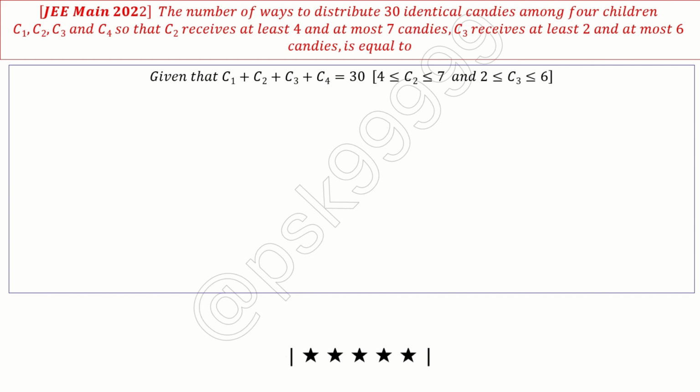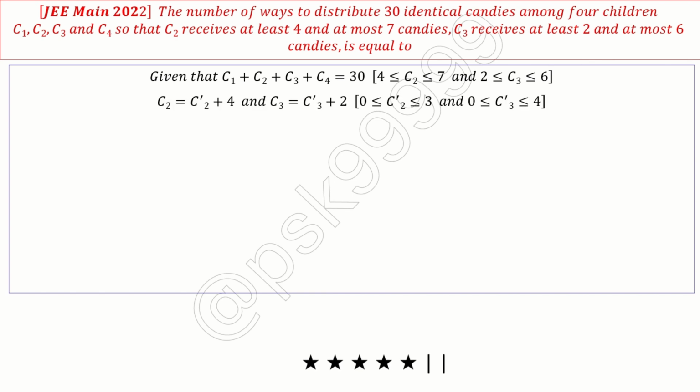The condition is C2 is between 4 and 7 inclusive, C3 is between 2 and 6 inclusive. So first let's give out 4 and 2, 4 to C2 and 2 to C3. How can we do that? Let's take another variable, C2 equal to C2 dash plus 4, C3 is C3 dash plus 2. Now the condition is C2 dash is between 0 and 3 and C3 dash is between 0 and 4, because I am removing 2 from C3 and 4 from C2.